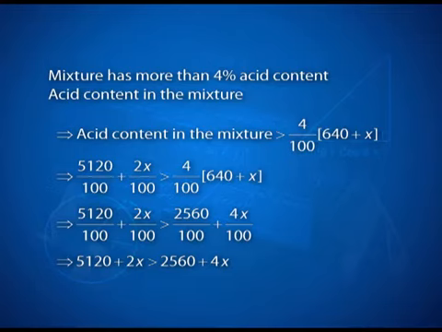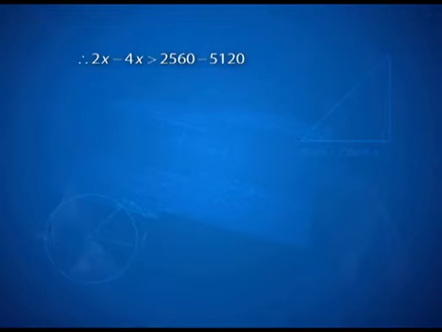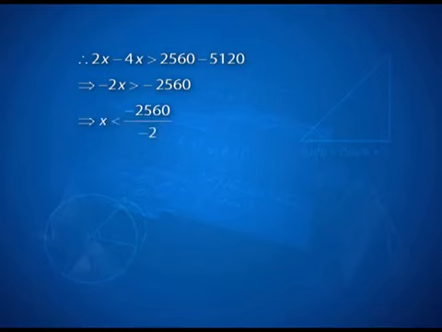5120 plus 2x is greater than 2560 plus 4x. Transposing the terms involving x on the left hand side and the constants on the right hand side, we get 2x minus 4x is greater than 2560 minus 5120, giving us minus 2x is greater than minus 2560. On dividing by minus 2, the inequality gets reversed, giving us x is less than 2560 upon 2, that is x is less than 1280.